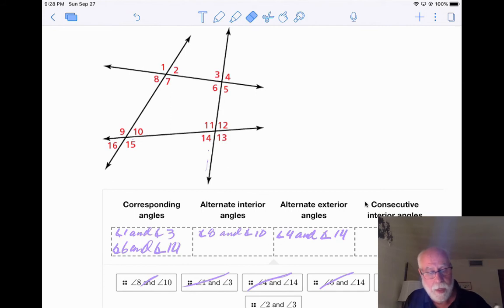So 3 and 7. So here's 3. Here's 7. And if we look at this, looks like we have a Z there also, because they're on alternate sides. And it's on the interior of these two transversals. So we would say they're alternate interior angles.